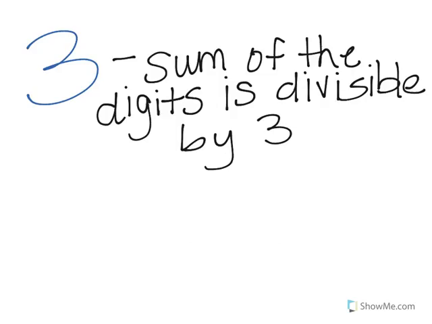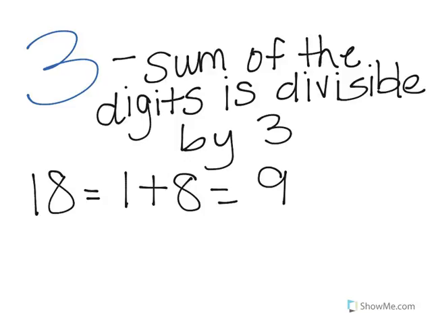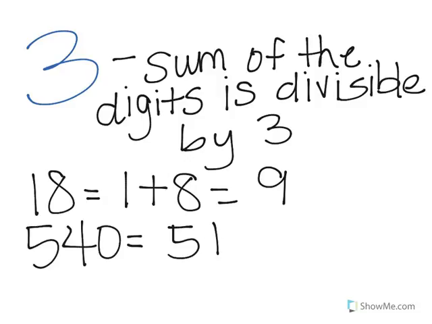The rule for 3 is that the sum of the digits must also be divisible by 3. For example, if you take the number 18 and add the digits, 1 plus 8, you get 9. Is 9 divisible by 3? Yes. Then 18 is also divisible by 3. 540 is another example. 5 plus 4 plus 0 equals 9. Is 9 divisible by 3? Yes. Then 540 is also.